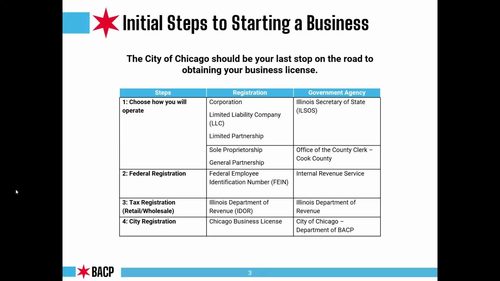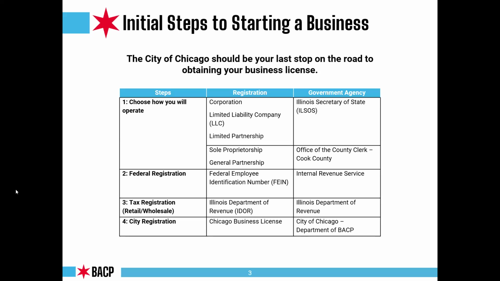The second step is you're going to want to register for your federal employee identification number. That is what you are going to do through the IRS. If you are going to be doing any retail sales or wholesale sales, you are going to need to obtain a tax ID from the Illinois Department of Revenue. You will see that commonly referred to on our paperwork as IDOR. So that is the number they are looking for. It is an 8-digit number that is provided from the Illinois Department of Revenue. And then finally, you come to the city of Chicago for your business license.